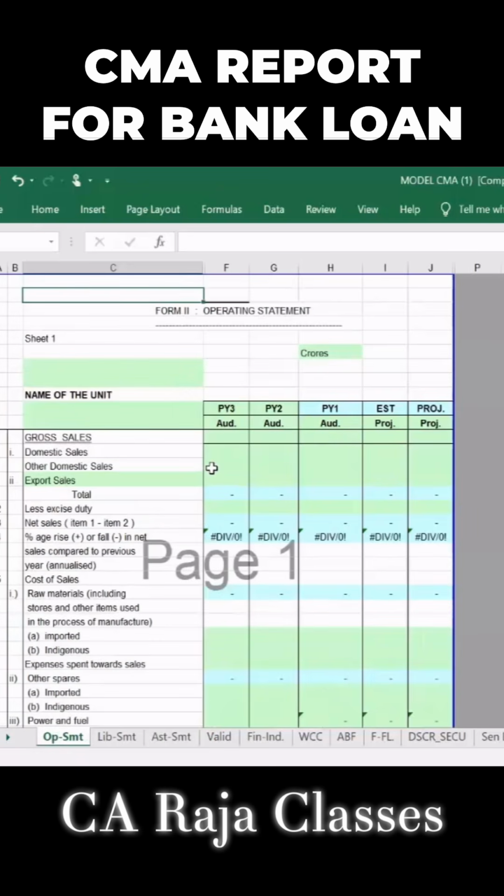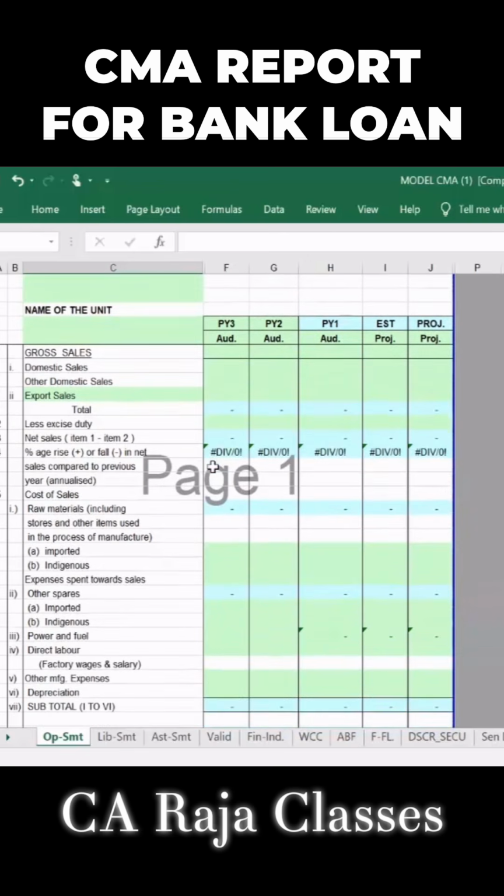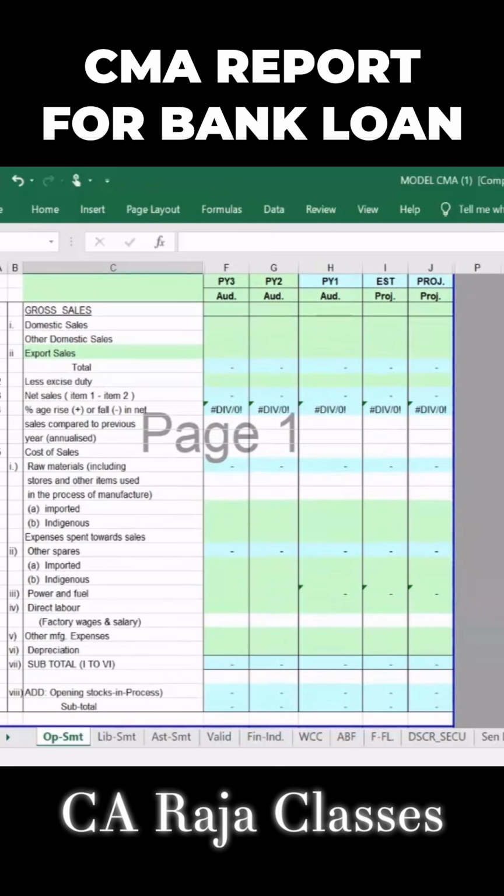First, I'll show you the operating statement. This operating statement will capture sales information, and again the sales is split as domestic sales, export sales, then less excise duty, GST as the case may be. Finally, you will have net sales. So this net sales will get absorbed by various expenses and eventually will be landing on the profit.